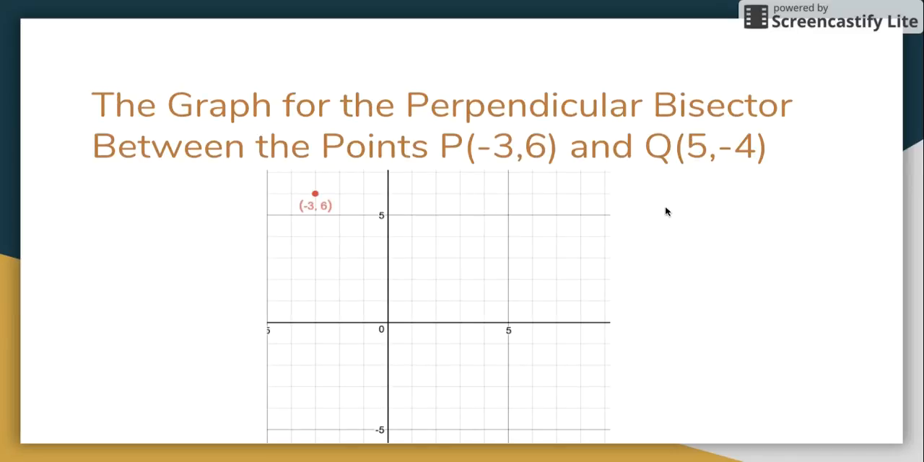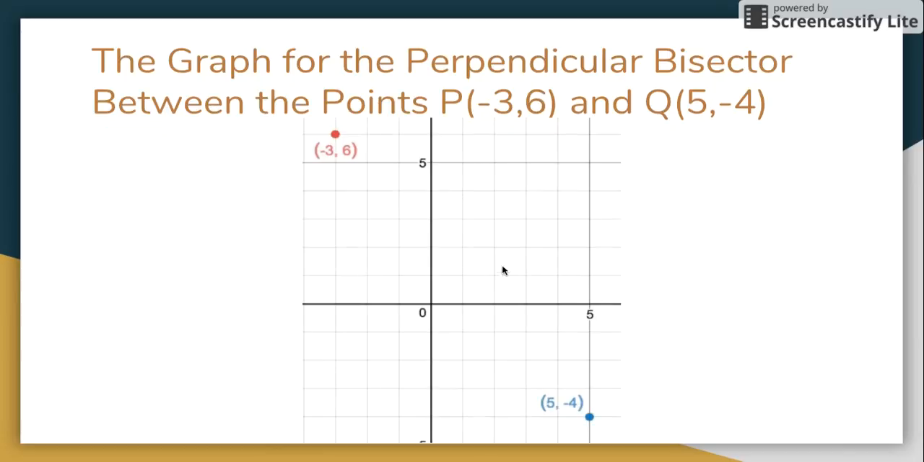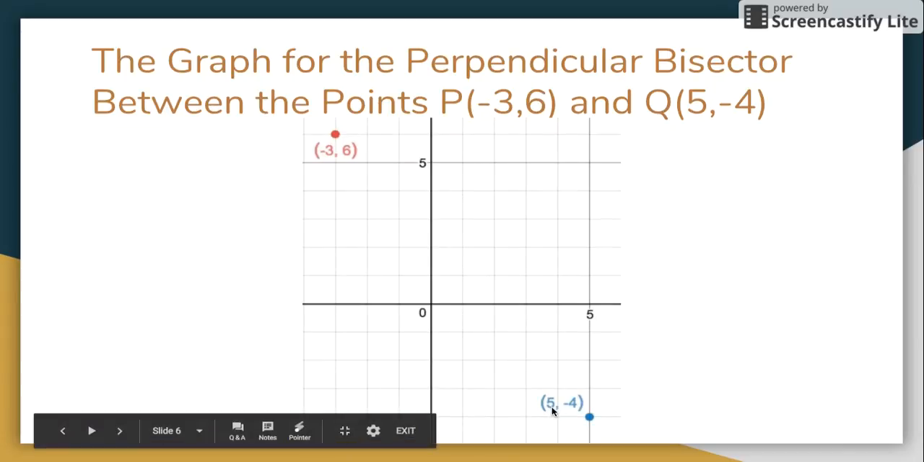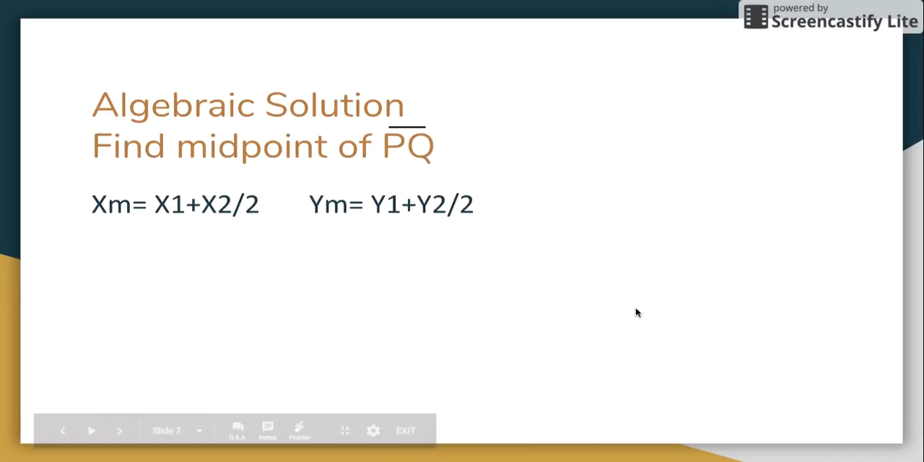Now, first thing we need to do is plot the points for P and Q. Now, P here we have -3 and 6. Plot that point there. Next we have Q, which is 5 and -4. Next thing we need to do is show an algebraic solution. First, we need to find the midpoint of PQ.